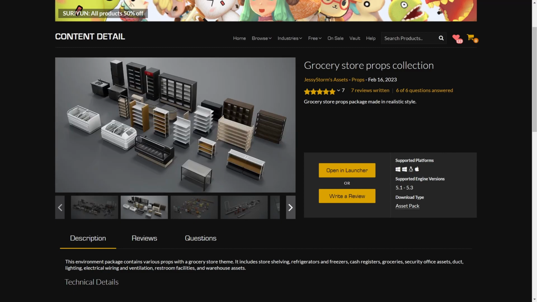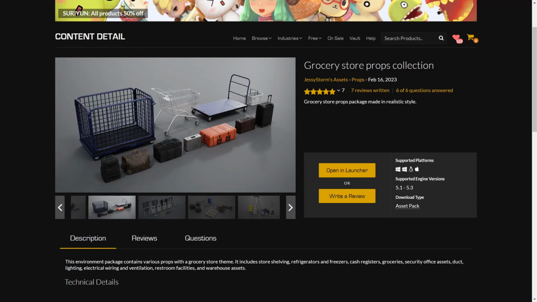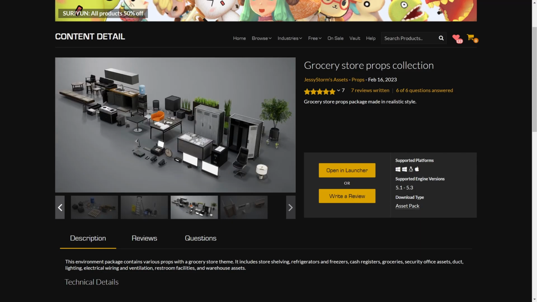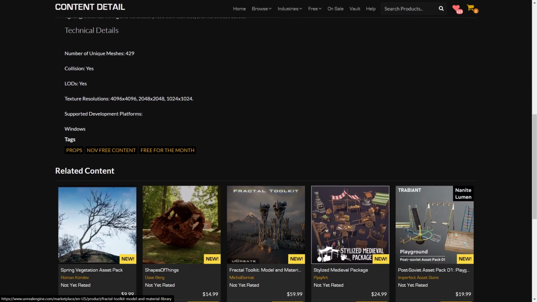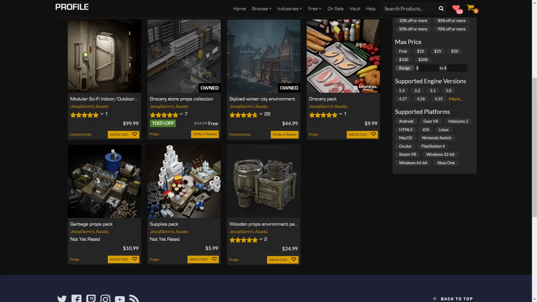Hello everybody, for today's video we'll be taking a look at the grocery store props collection, which is currently one of the free assets for the month of November. It has a size of around 2 gigabytes and has a normal price of 35 USD.